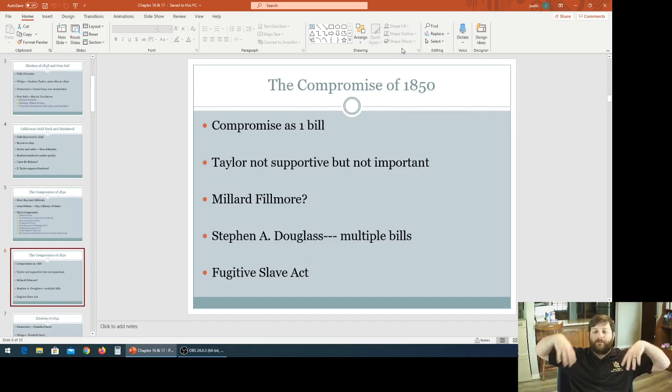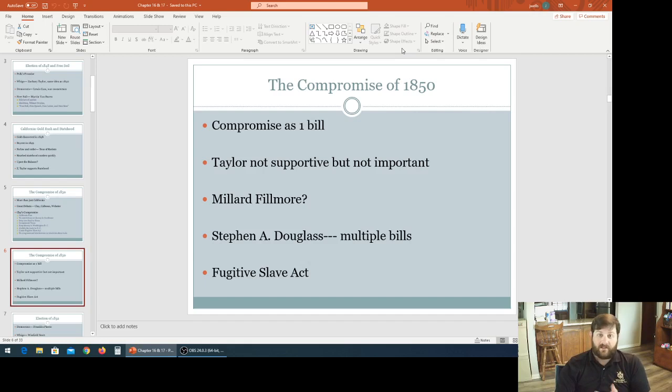Again, basically think about it like this. Every bill I got, Stephen Douglas is able to get support from different regions, okay? So ultimately, he's able to pass all of the issues in the Compromise of 1850, but not all at once. He has to do it piecemeal, individual bills, and by September of 1850, all of them are passed and everything's settled.